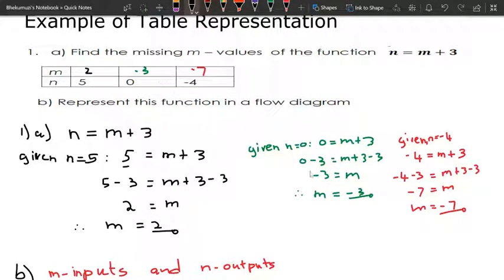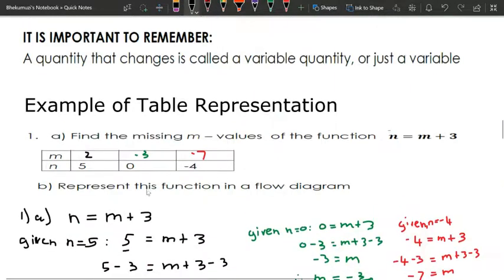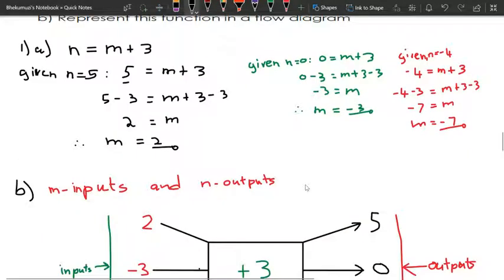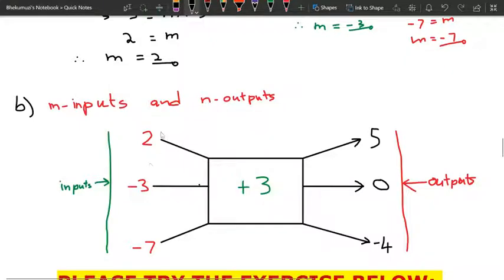And then you can see for the rest you do the same for 0 and negative 4. Okay, and so remember the question also says represent this function in a flow diagram. So how can we represent this in a flow diagram? In actual fact, if you think of it, it's 2 plus 3 that gives us 5, and minus 3 plus 3 gives us 0, and minus 7 plus 3 does give us minus 4.